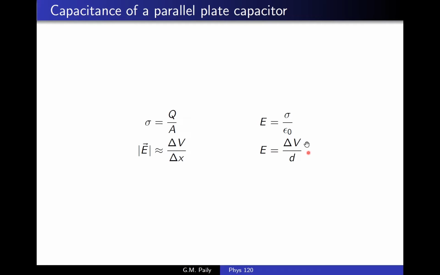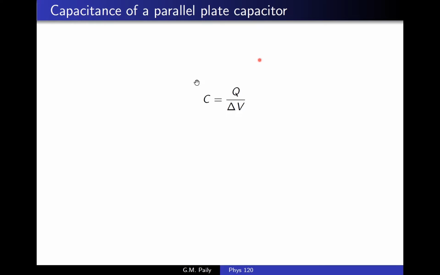In this case, though, since that is what we have between the two parallel plates, we can say that the electric field strength is delta V over the distance between the two plates, which is D, the separation between the two plates. Putting that all together, we defined capacitance as Q over delta V. We can plug in for Q as sigma times A, and we can plug in for delta V as the electric field strength times D, the separation.